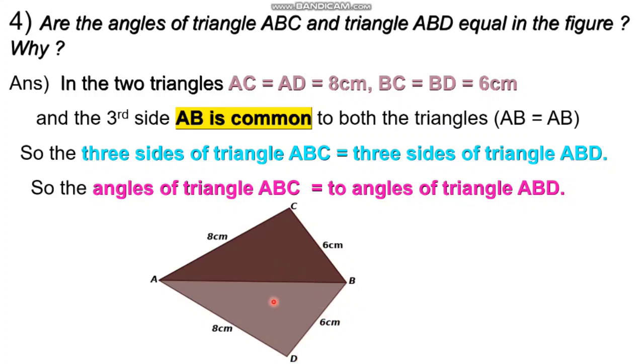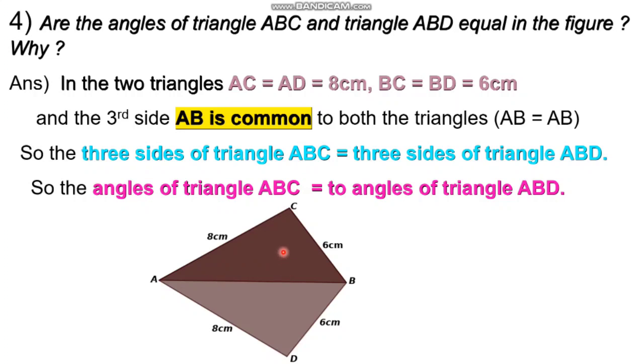Okay, so in these two triangles, we got two pairs of equal sides. AC is equal to AD and BC is equal to BD. To prove the triangles are equal triangles, we need one more pair of equal sides. Can you say which are the equal sides? Look at AB and again AB. That means AB is common to both the triangles.